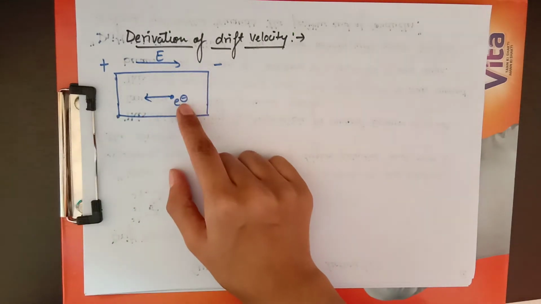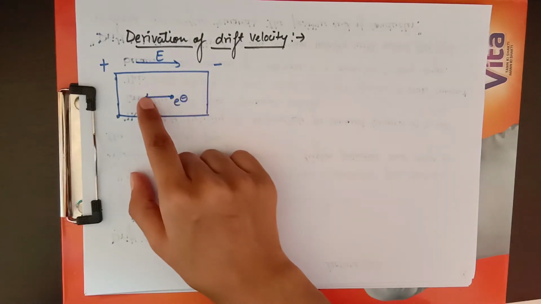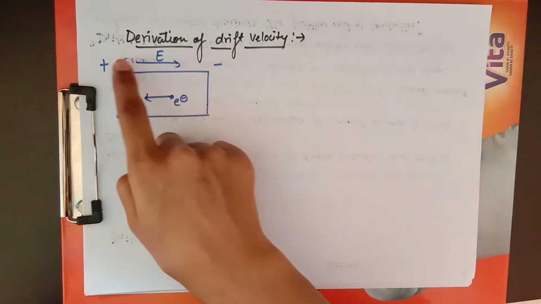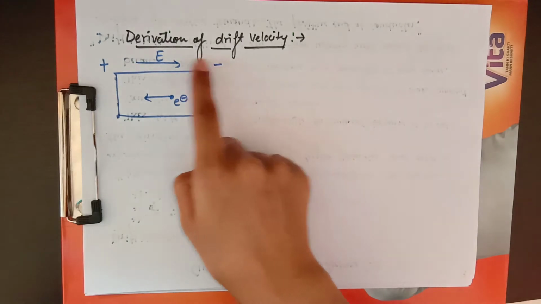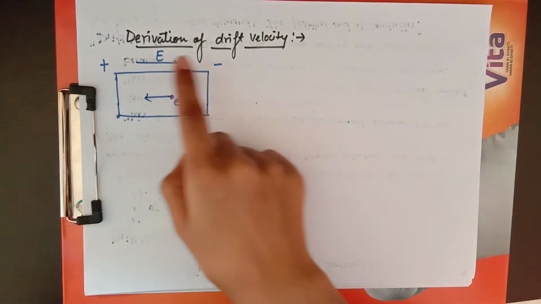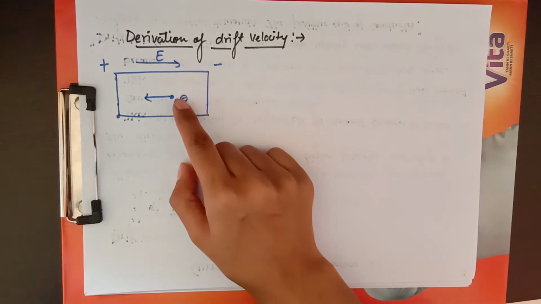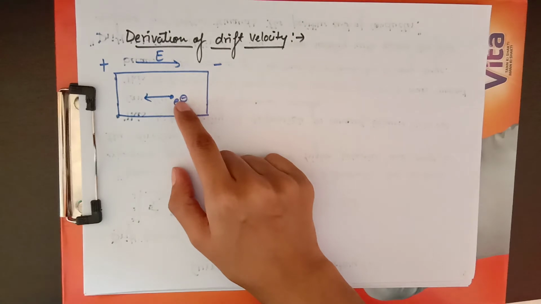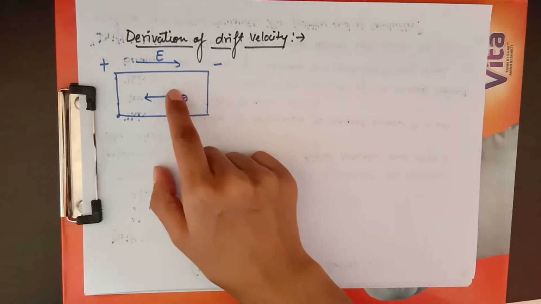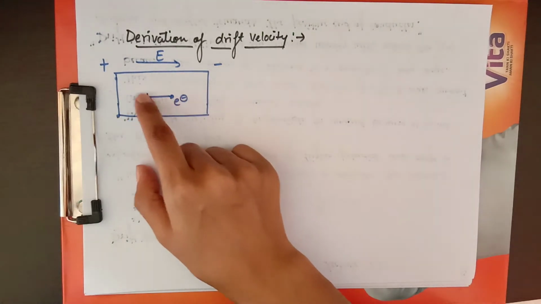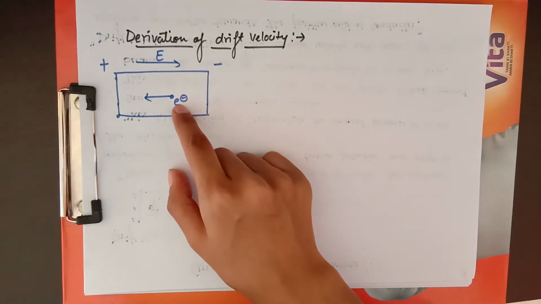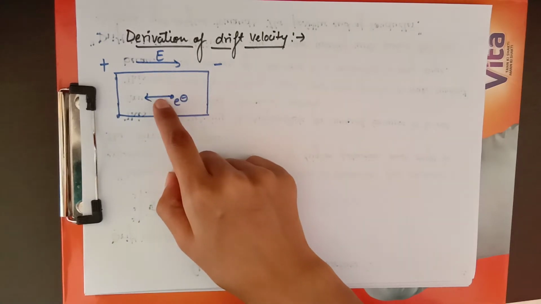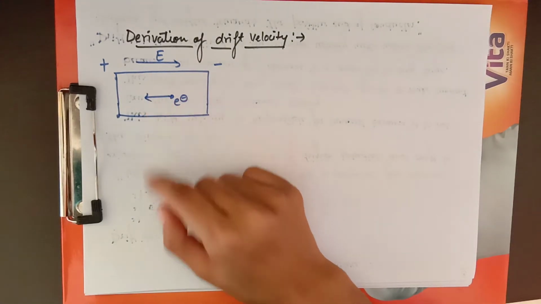If this is the scenario inside a conductor and this is the external electric field, the direction of the electric field is from positive to negative. So this is our higher potential point, this is our lower potential point, and there are n number of free electrons inside the conductor. Electron has negative charge, so it gets drifted towards the positive plate, or I can say the higher potential. So this is the direction of drift velocity of this electron.